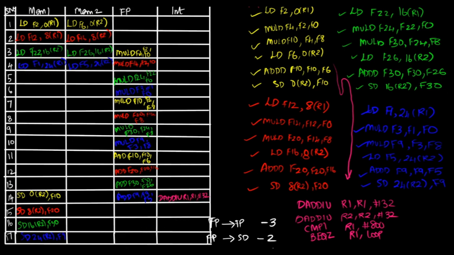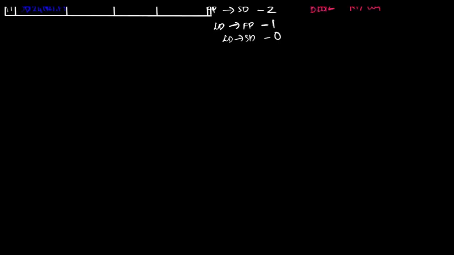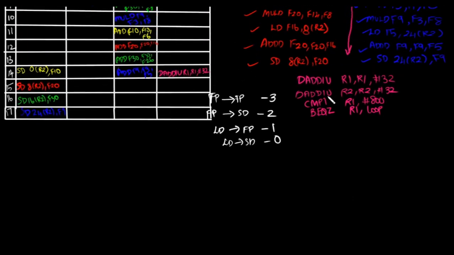Okay, now we have a store instruction. This store is still using the R2, so we have to allocate another slot to fill the data update. R2 comma 32. Now we can fill our CMPI R1 comma 800.